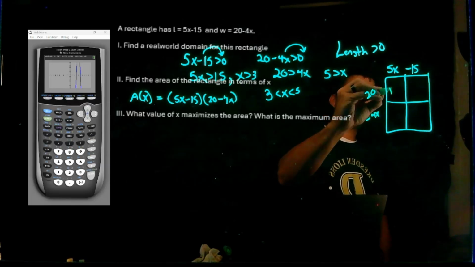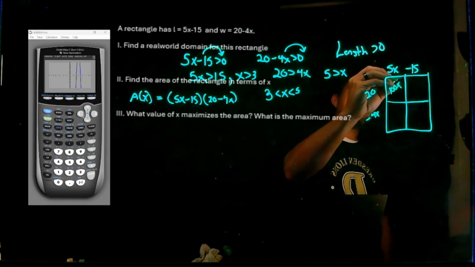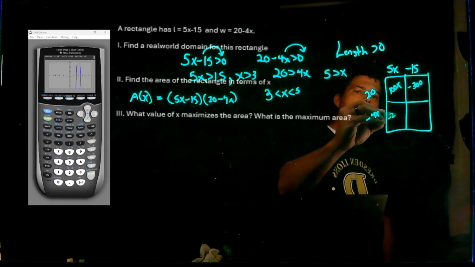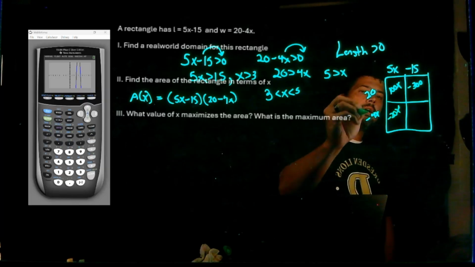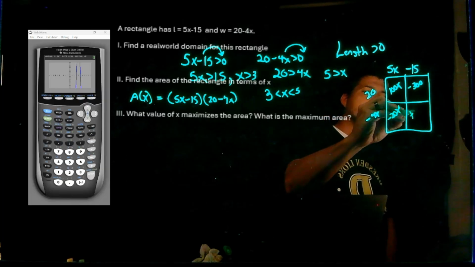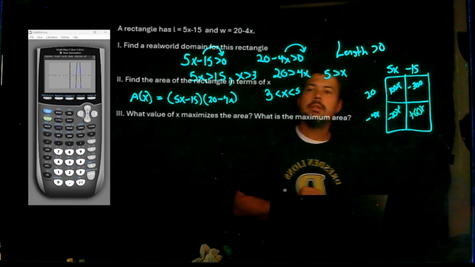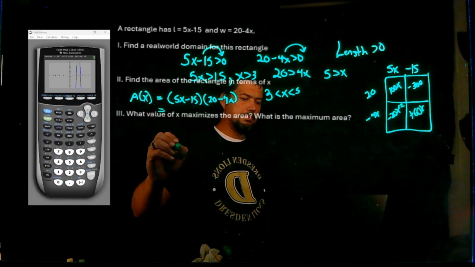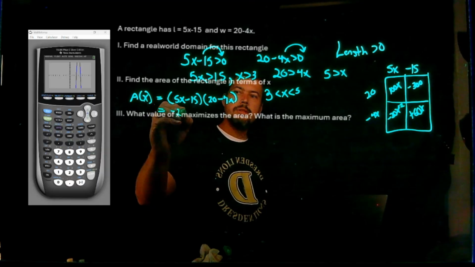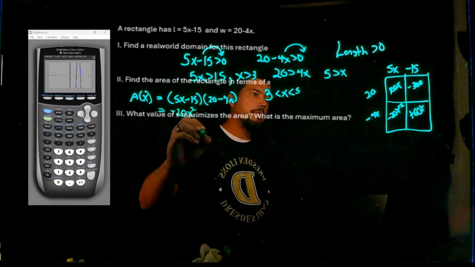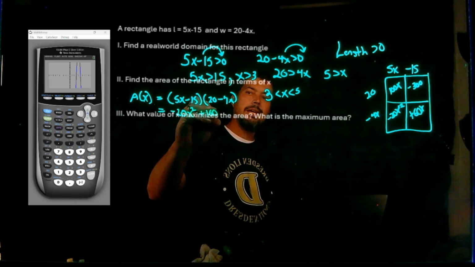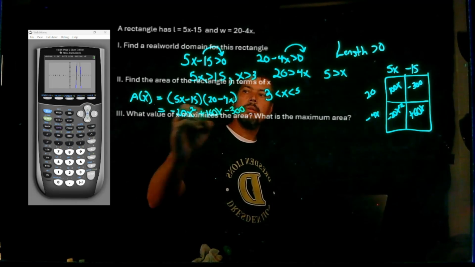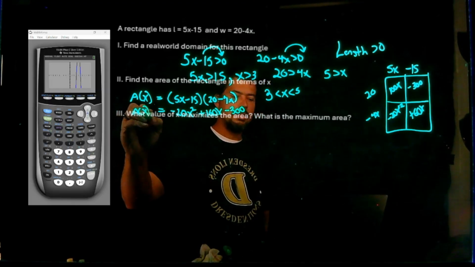5 times 20 is 100. Don't forget the x. 20 times negative 15 is negative 300. Negative 4 times 5, negative 20x to the second. Negative 4 times negative 15 is positive 60. Don't forget the x. And that's a square. So this becomes negative 20x to the second plus 160x, and then minus 300. And that's the area as a function of x.